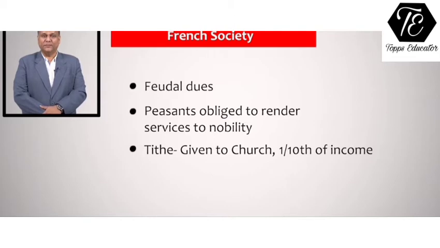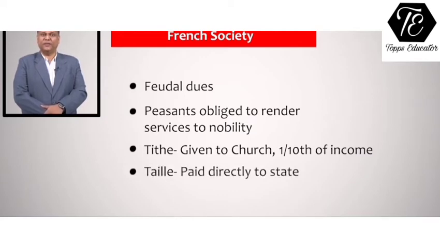And finally, all members of the third estate had to pay taxes to the state. These included a direct tax called taille and a number of indirect taxes which were levied on articles of everyday consumption like salt and tobacco. The burden of financing the activities of the state through taxes was borne by the third estate alone.